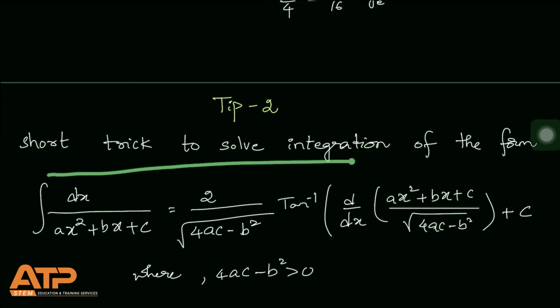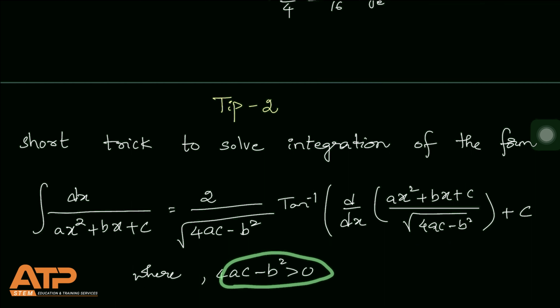Short trick to solve integration of the form integration dx divided by ax square plus bx plus c. So the result you can directly write is 2 divided by root of 4ac minus b square into tan inverse of differentiation of ax square plus bx plus c divided by root of 4ac minus b square plus c. Okay. So here we have to make sure that the 4ac minus b square value should be greater than 0.